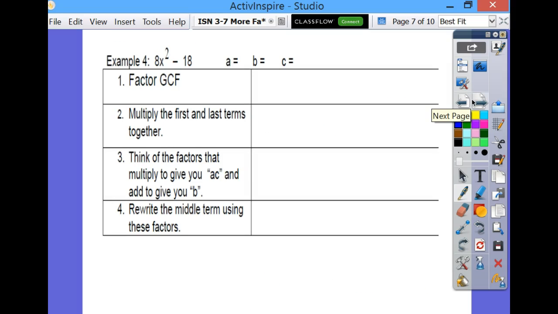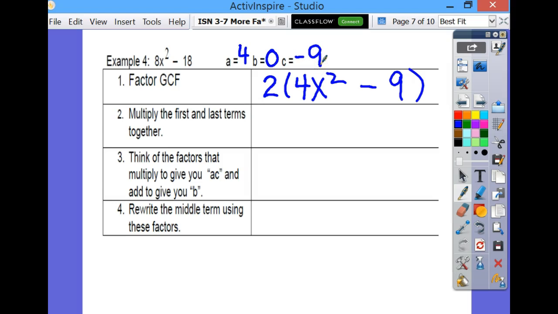Now, can I use my shortcut on this problem? Well, before we can answer for sure, we have to factor out the GCF. So, what is the GCF? Okay, I need to factor out a GCF. When you factor out a GCF, you do not throw the GCF out the window. It's going to be down here in my answer. Okay, so what is the A? What's the B? And the C is negative 9.